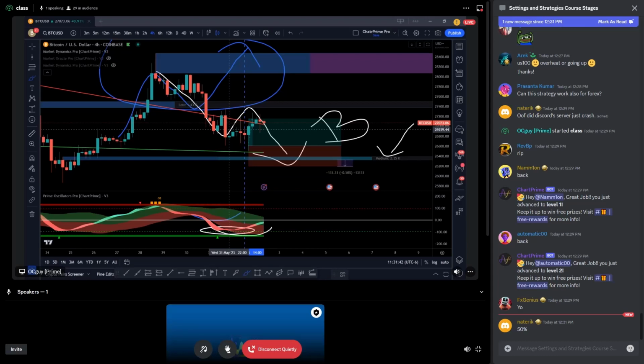And yes, the trick, once I hit TP1, which actually was right here, I'll be taking out 50%.